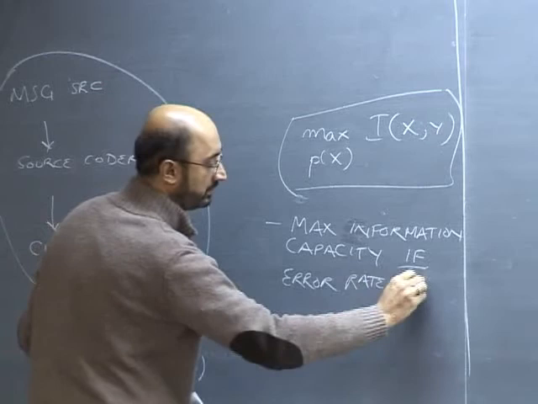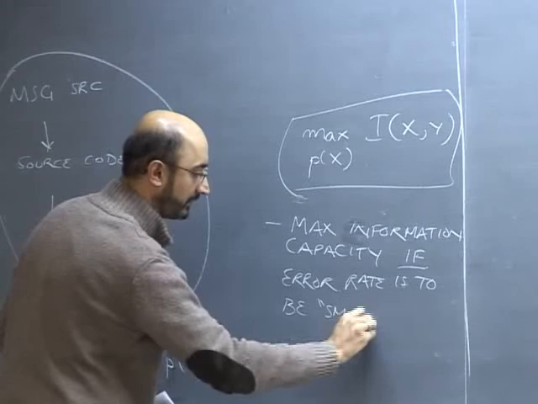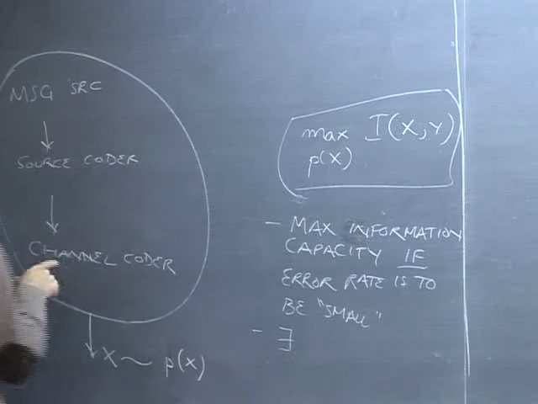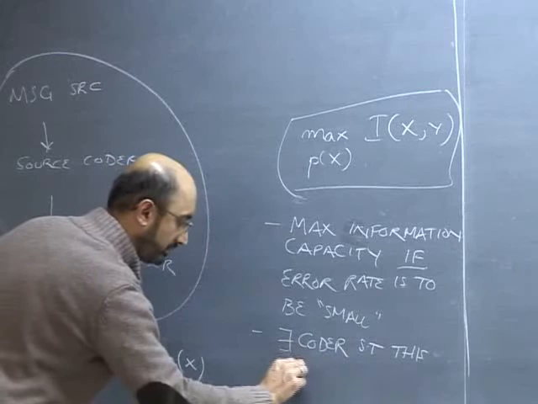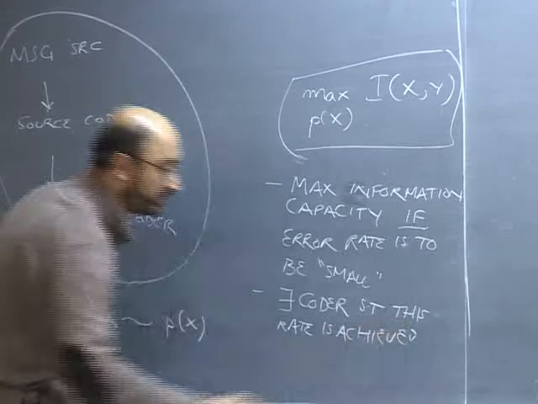And I'll just put small in quotes. And second, there exists a code. There exists a channel coder. In other words, some choice of P of X. There exists a coder such that this rate is achieved. It doesn't tell you what that coder is, but there exists such a coder.